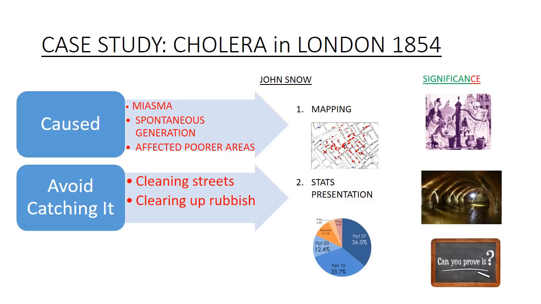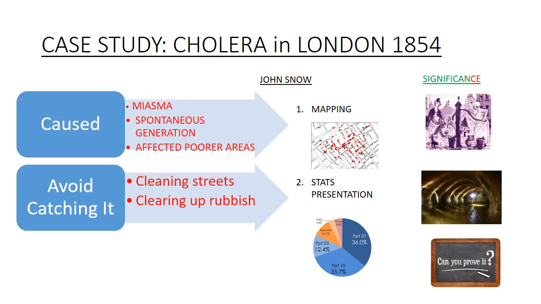Okay, last but not least, our case study on this is cholera in London in 1854. Now, the causes, again, pre-Pasteur, they believed it was miasma, spontaneous generation, and they kind of made a link that this was particularly affecting poor areas, but that was about it. So what did they do to avoid catching it? They cleaned the streets, they cleaned up rubbish, but obviously it didn't help because they didn't know that it was a waterborne disease.